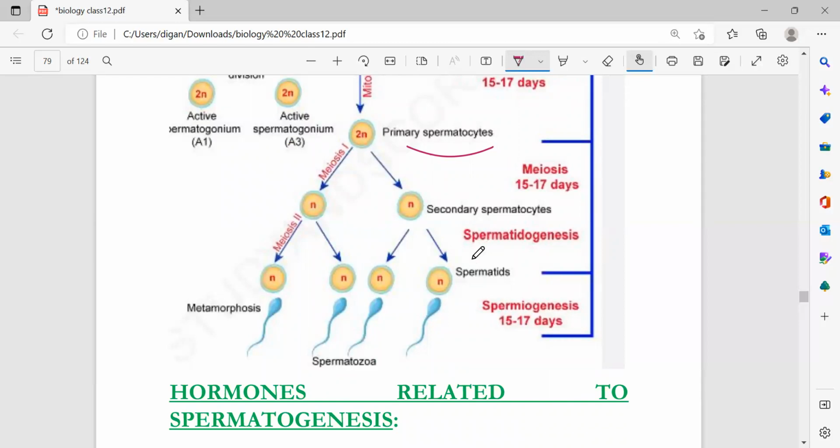And these steps are known as spermatidiogenesis. And these steps also take almost 15 to 17 days. And the last stage, from the spermatid, the motile sperms are formed. And this process is known as spermiogenesis. These steps also take 15 to 17 days.